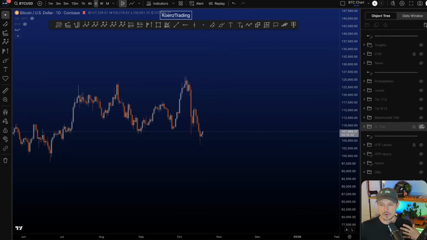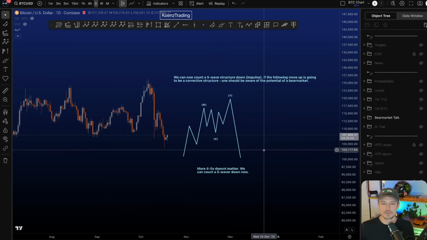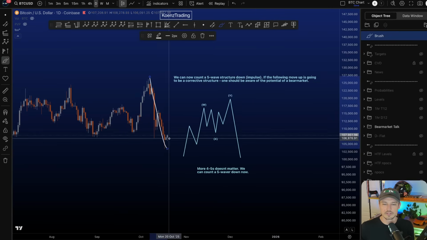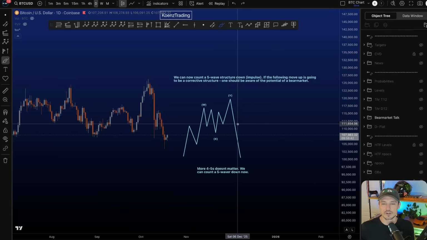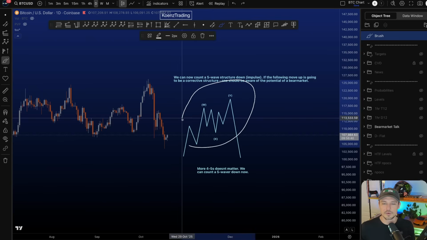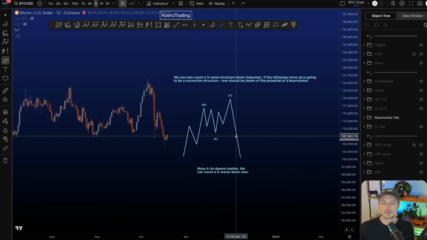In a more bearish environment, you're looking for this 5-wave move to the downside and then a 3-wave corrective structure up. The moment you get a 3-wave move and a corrective structure to the upside, you have to be very aware of the bear market at least.